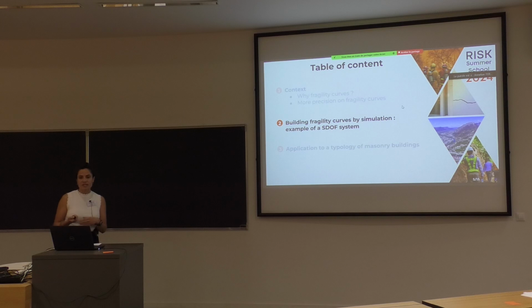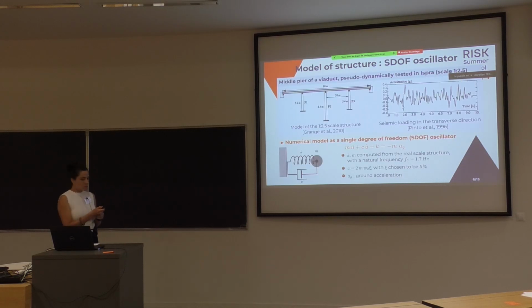So now, to be more precise on the fragility curve, I propose you an example. So it deals with the middle pier of this viaduct, that is a structure that has been tested in a laboratory at the scale 1/2.5. So here you have a schematic view of the structure, and here the scaled seismic loading that has been applied. So first of all, we need a model for the structure. Here, let's model the pier as a single degree of freedom, the linear single degree of freedom oscillator, to stay simple, with the mass and the stiffness computed from the real scale structure, and damping chosen as quite classical for structural damping.